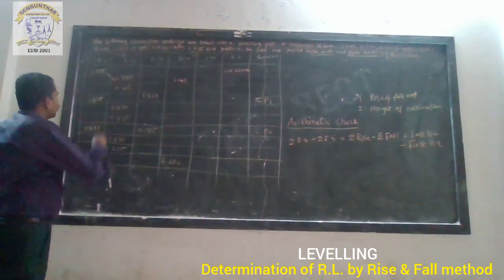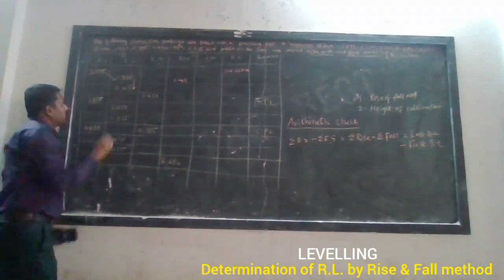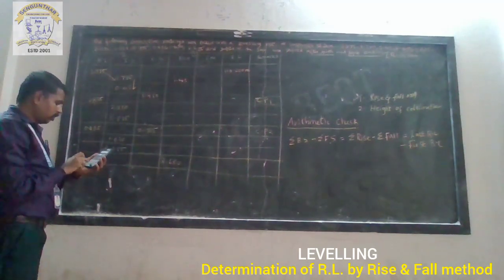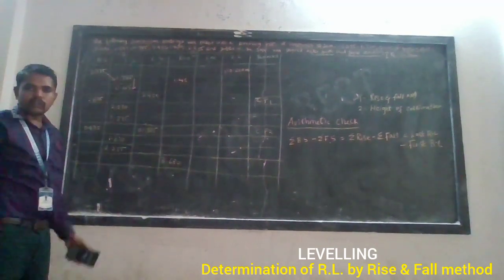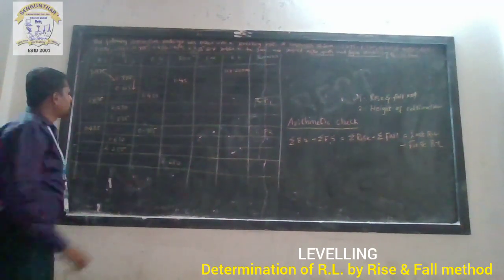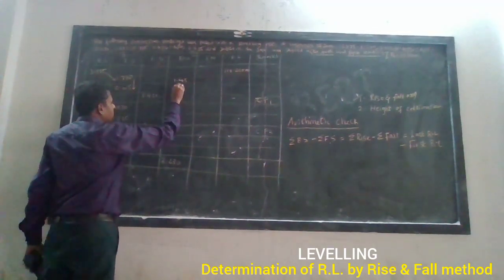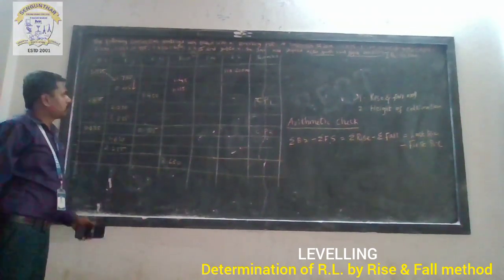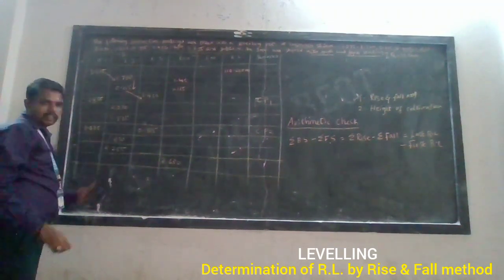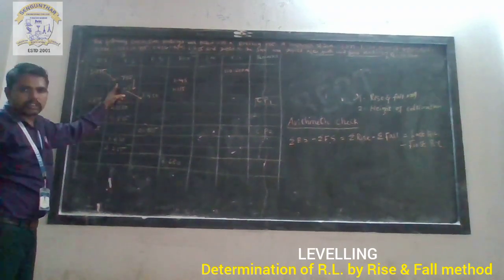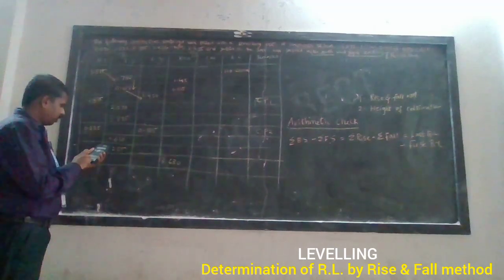Initially I take the first value minus the second value, after that the second minus the third. That means 1.730 minus 0.615, which is equal to 1.115. This 1.115 is also a positive value, so I wrote it in the rise column, because the value should be positive. Next, see second to third, after that third to fourth. So just watch my arrow marks. This is very important. See 0.615 minus 3.450.